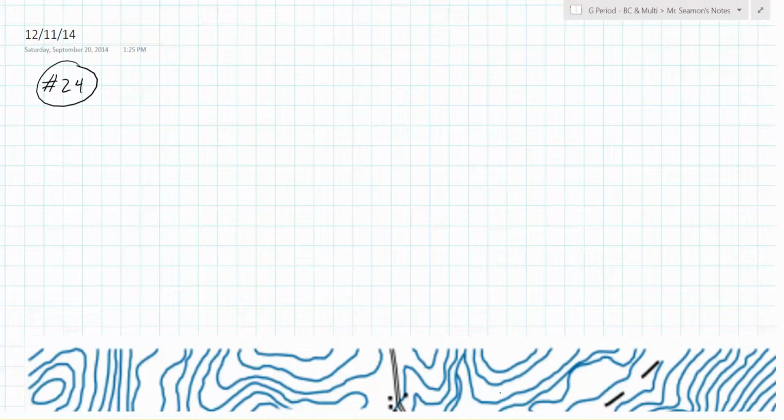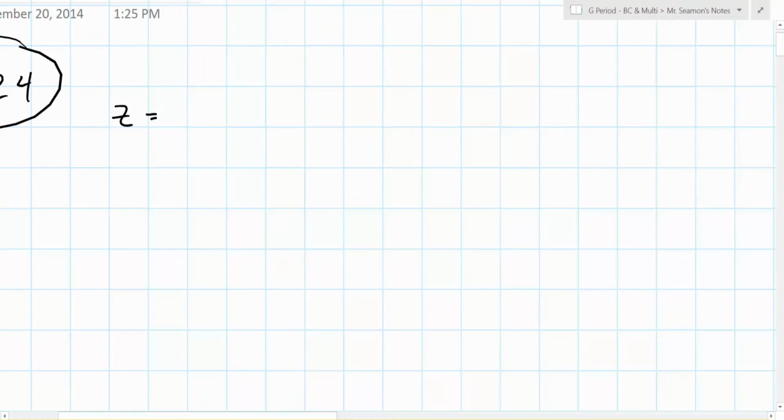Ooh, nice. This is a nice one. So you have z equals (x squared plus 1) sine y plus xy squared.